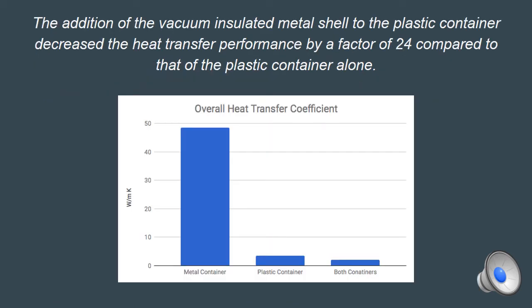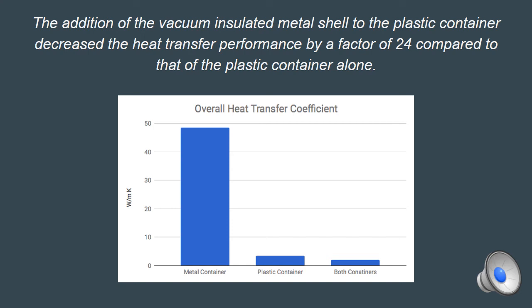The addition of the vacuum-insulated metal shell to the plastic container increased the heat transfer performance by a factor of 24 compared to that of the plastic container alone. The overall heat transfer coefficient for the plastic container was 48.5 watts per meter Kelvin. In contrast, the overall heat transfer coefficient for the thermos container was only 3.4 watts per meter Kelvin. The containers together brought the coefficient down to only 2.0 watts per meter Kelvin.